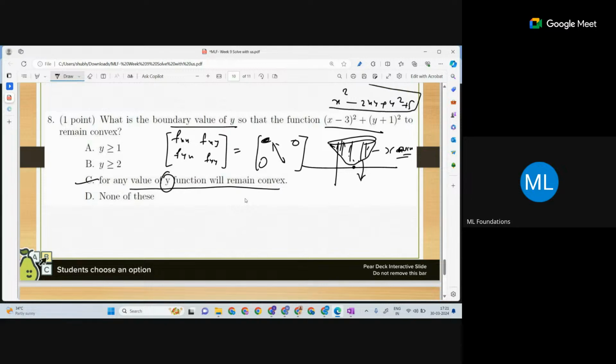If this function is given, then we have to go with the Hessian because we are unable to draw it, and I don't know what shape it is going to be. So in that case, we have to check whether it is going to be convex or not. So we have to find the second derivative.